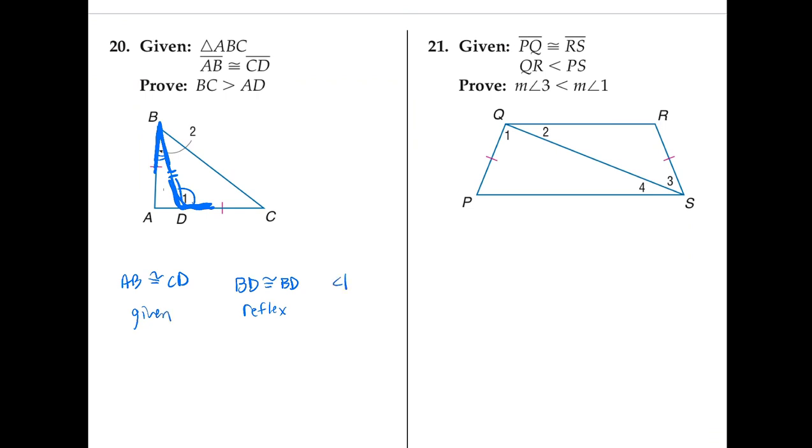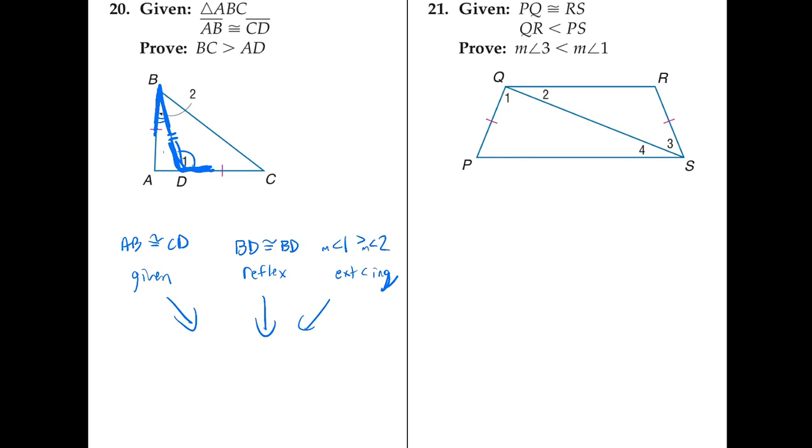So angle 1 is bigger than angle 2. I know we need measure of. That's the exterior angle inequality. And then we put all three of those together, and the Hinge theorem says that the smaller angle 2 opens up to a smaller side, so BC is bigger than AD. So it's really the exact same as the proof we just did, and so here's the Hinge theorem.